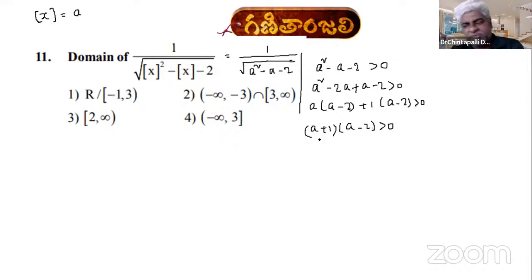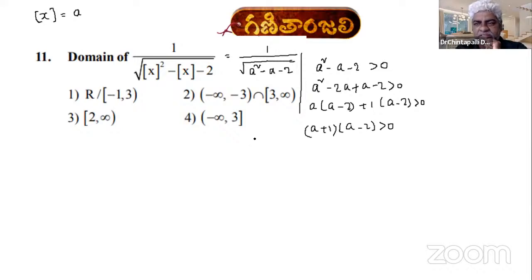Can you tell the values of a satisfying this equation? This (a plus 1) into (a minus 2) greater than 0. For which values of a is this inequation true? 2, sir. Is it after 2 or less than 2? Less than 2. For example, 1.